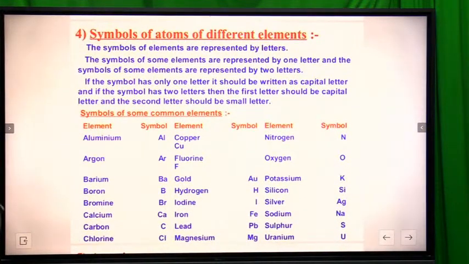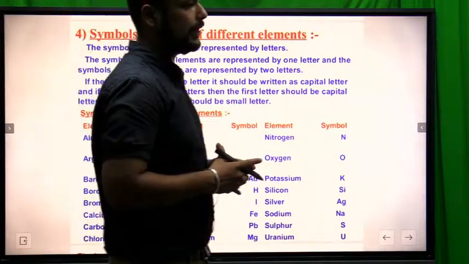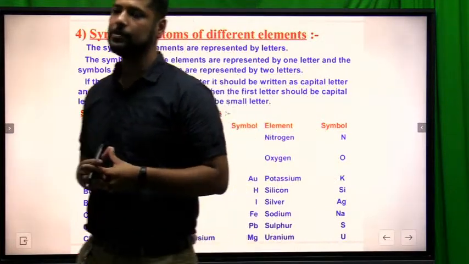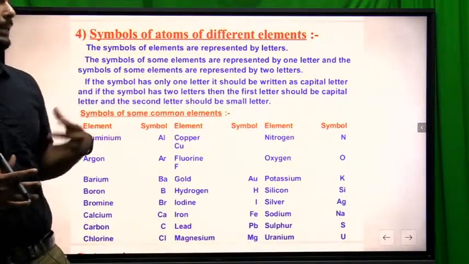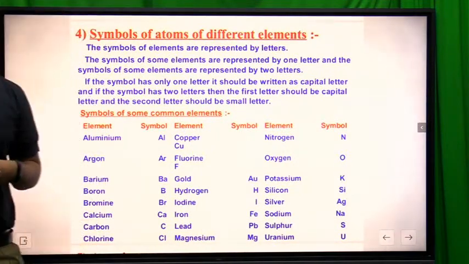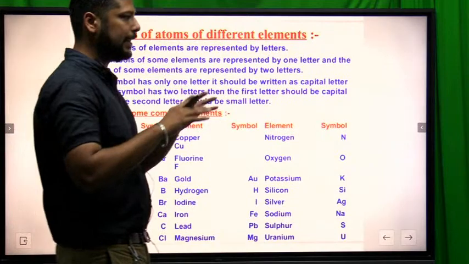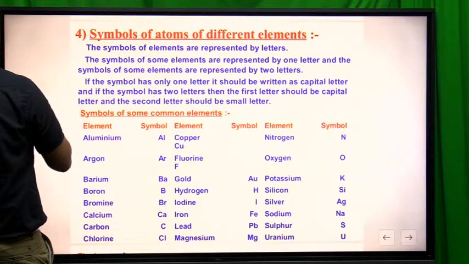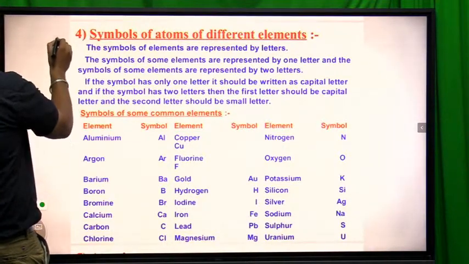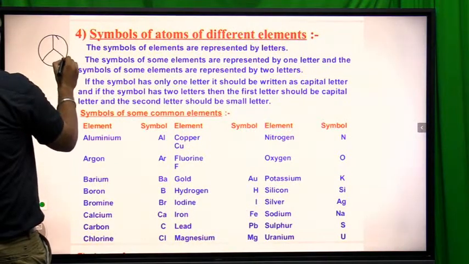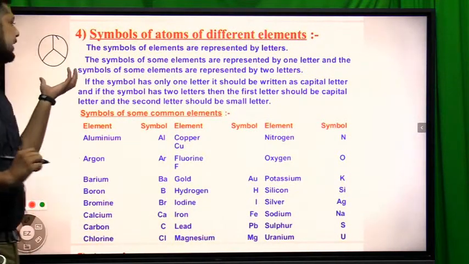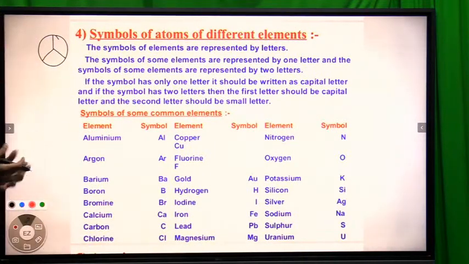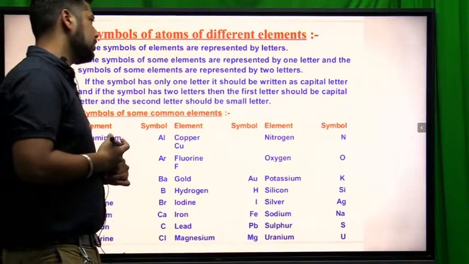Now, symbols of atoms of different elements. Since there are different atoms in our universe, there are different symbols to represent them. First, some scientists came up with different symbols, with a particular shape. Suppose a hydrogen symbol is like this. In this way they gave different symbols for different elements.